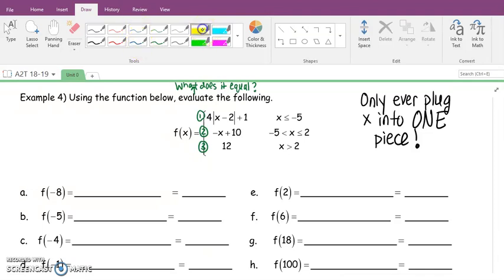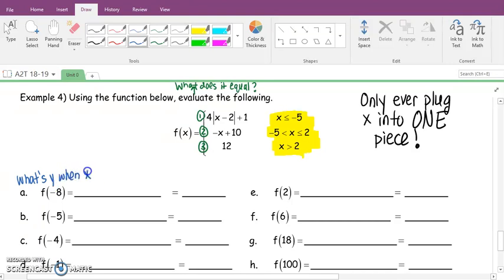So the way we figure out which one to plug it into is based on our conditions over here on the right. If your x value satisfies one of these conditions, then you know you'll plug it into that equation. For example, part A, it says f of -8. Remember, that means what's y when x is -8. So, to figure out which equation I'm going to use, 1, 2, or 3, I'm going to test -8 in each one of these conditions. And whichever one it satisfies, that's the one I'm going to plug it in for.